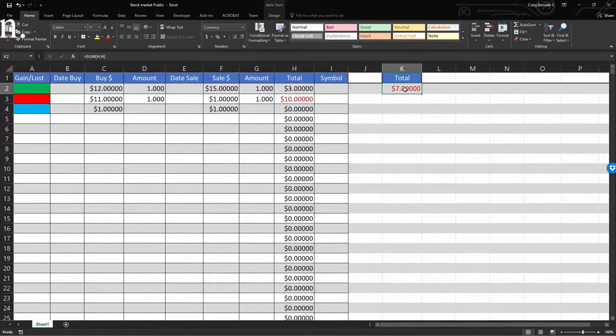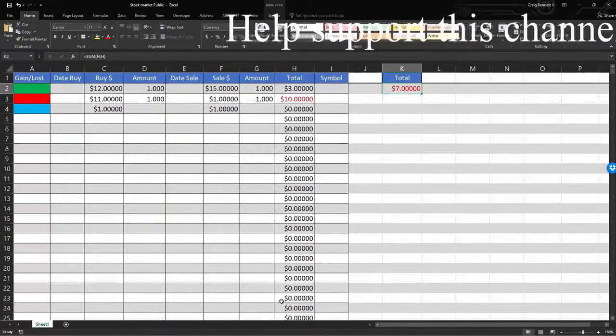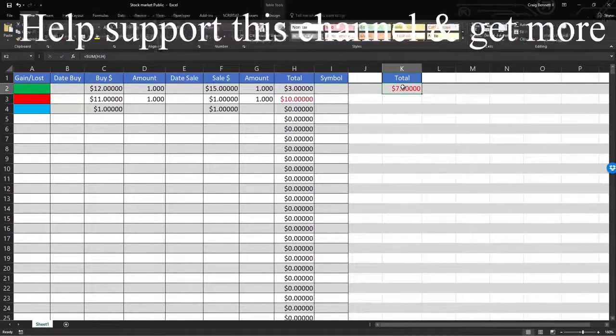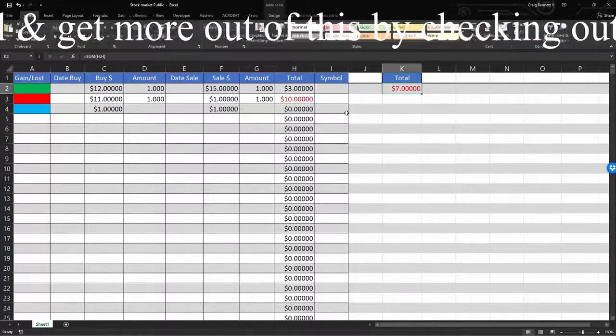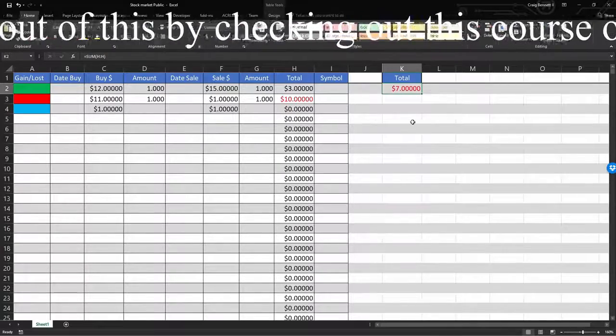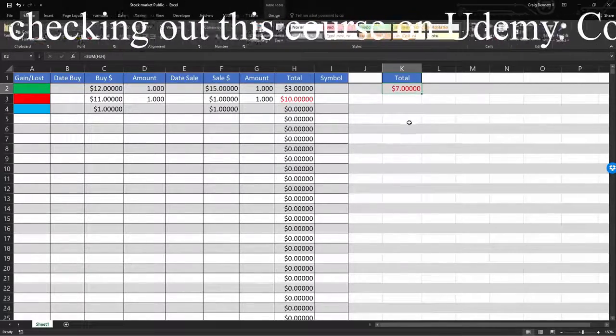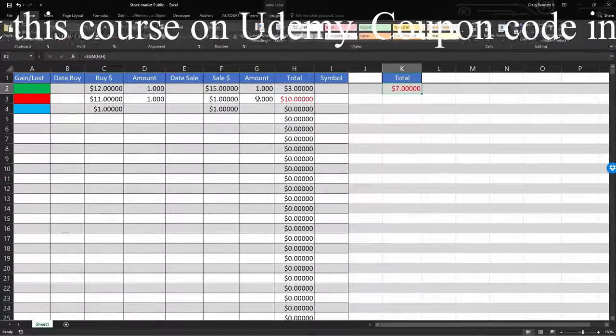And the cool thing with this though is the total on the right side. It gives the total of all this. So basically what it does is it looks at all these and tells you if you're in a plus or minus in your overall career of doing trading. And that's pretty much about it.